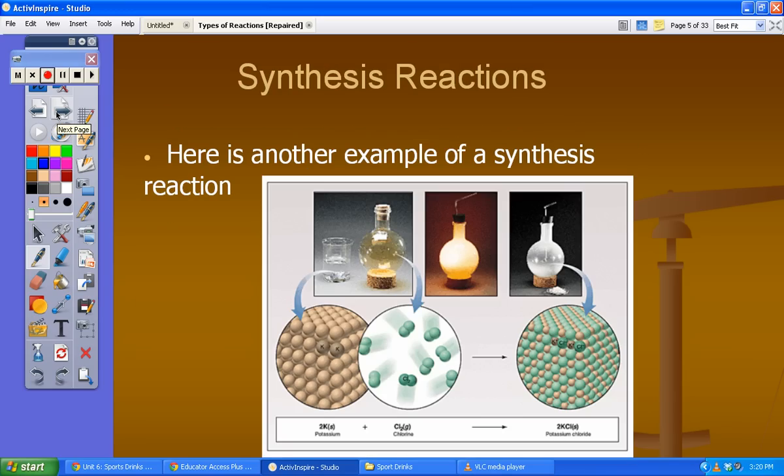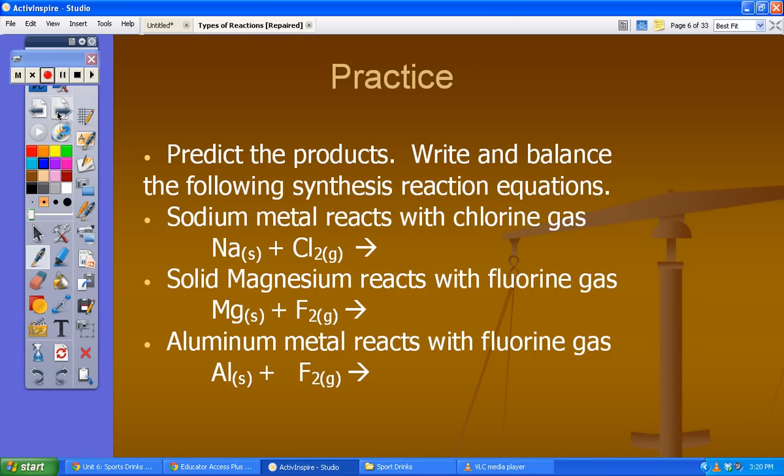Now, here's an example with potassium and chlorine. We'll do some examples in class and some labs with this as well. So some practice questions here. If you're going to predict the products for these, sodium solid plus chlorine gas, well, naturally if it's a synthesis, it's going to be sodium chloride, NaCl.